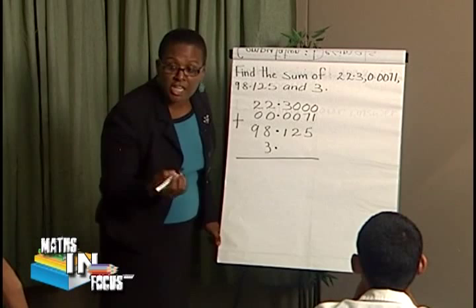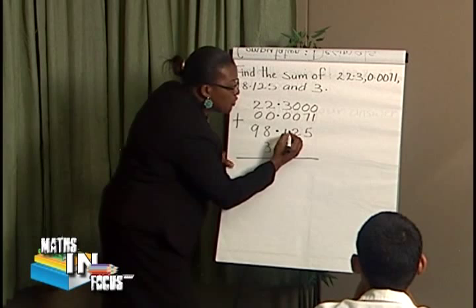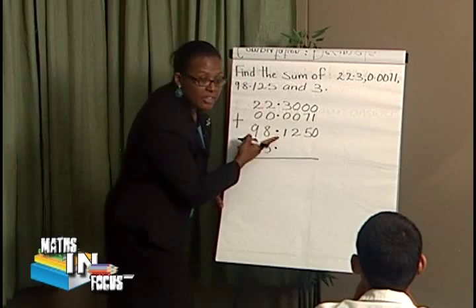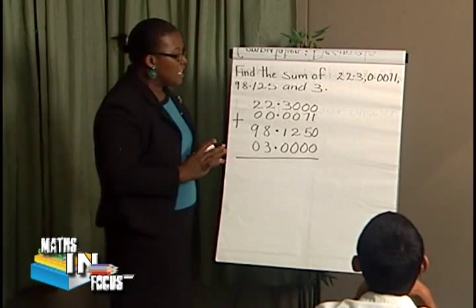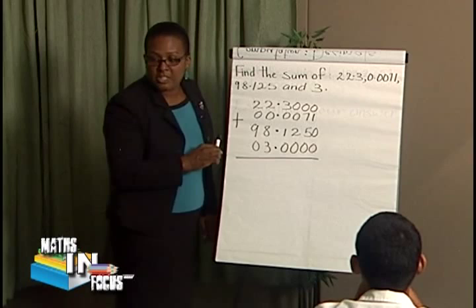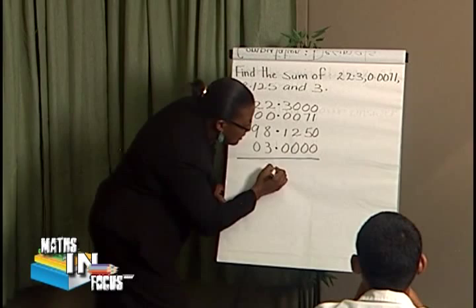When we go to the number 98.125, we add a 0 here, so we have 4 digits after the decimal point. And the last one, 3, we add zeros also to make up the equivalent decimal. So what we notice now is that all the places are covered, so we wouldn't miss any. So we line up our decimal point for our answer, and we begin our addition.